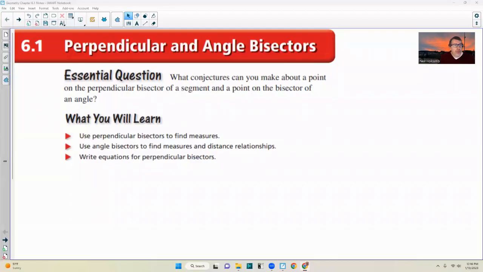Okay, this is chapter 6.1, perpendicular and angle bisectors. The essential question for this section is, what conjectures can you make about a point on the perpendicular bisector of a segment and a point on the bisector of an angle? So what you will learn in this chapter section is how to use perpendicular bisectors to find measures, use angle bisectors to find measures and distance relationships, and write equations for perpendicular bisectors.